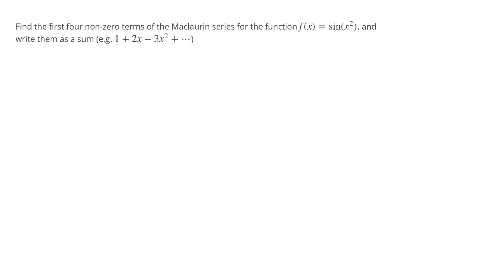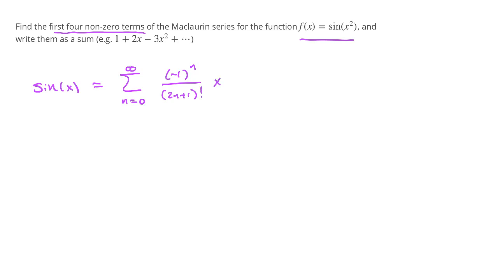So in this problem, we're asked to find the first four non-zero terms of the Maclaurin series expansion for f of x equal to sine x squared. So what we can do for that one is to begin by looking at our Maclaurin series expansion for sine. So that one will be the sum n equals 0 up to infinity of minus 1 to the n. Since sine is odd, all of our denominators are odd. And so we have 2n plus 1 factorial, and then x to the 2n plus 1.